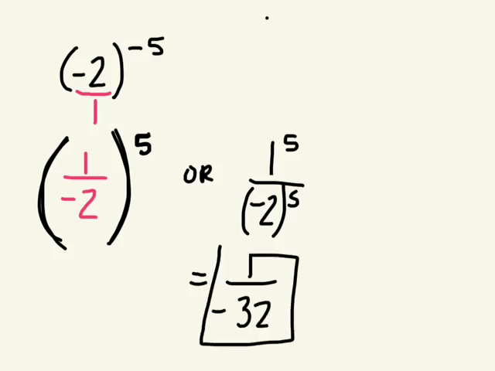This is the answer. Can I write it like this? Negative 1 over positive 32? Does it matter where I put the negative sign?